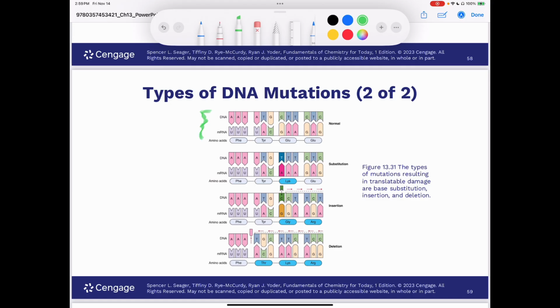And if we take a look at our normal sequence of amino acids here, we have a substitution where we change this GAA to an AAA. So we change the GLU to a lysine. So we change the glutamic acid to a lysine. Then you see we have an insertion here. Okay, so we're inserting the wrong one here. And then we have a deletion, whereas if we're removing something.